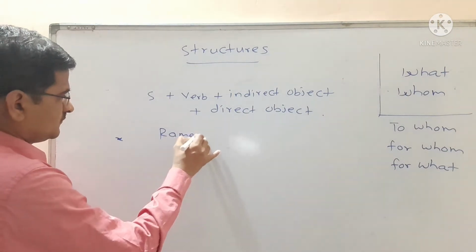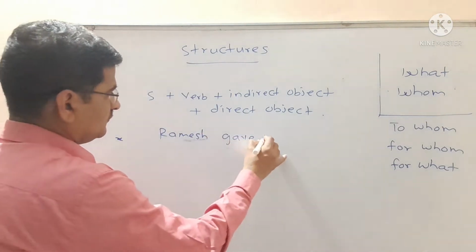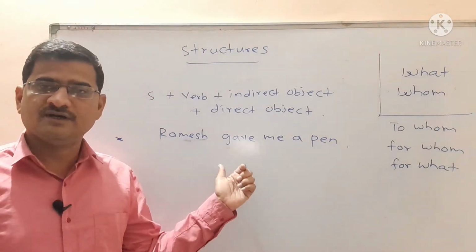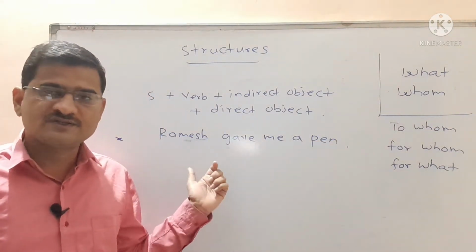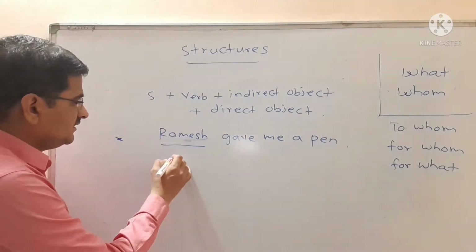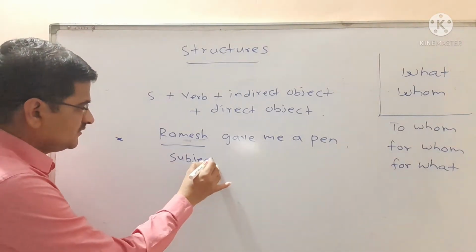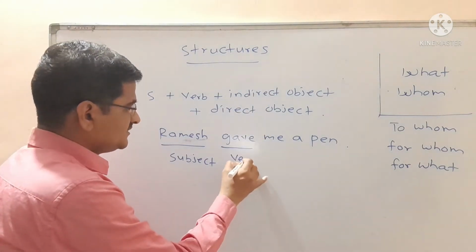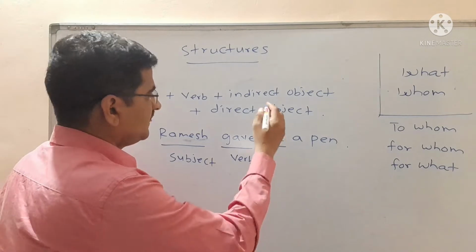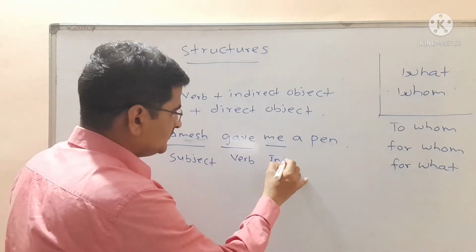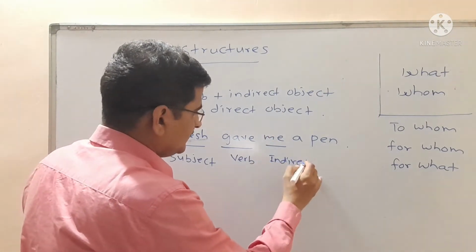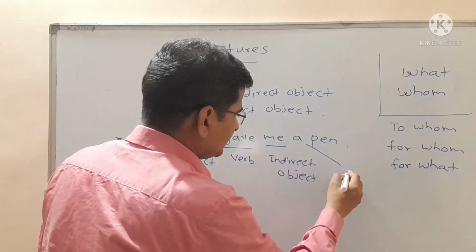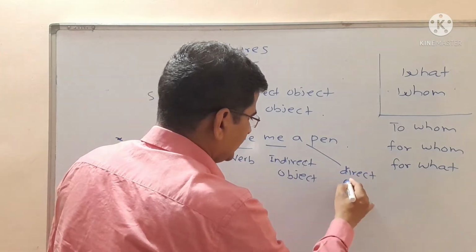Ramesh gave me a pen. In this particular sentence, Ramesh is the subject. Gave is the verb. Me is the indirect object. And a pen is the direct object.